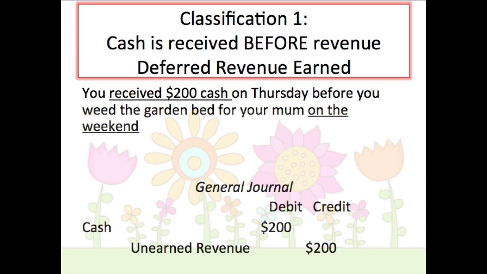Classification 1. Cash is received before revenue. Say you were to receive $200 cash on Thursday before you weed the garden bed for your mum on the weekend. You would write this as follows in the general journal. You debit the cash and credit the unearned revenue as the liability is increasing.